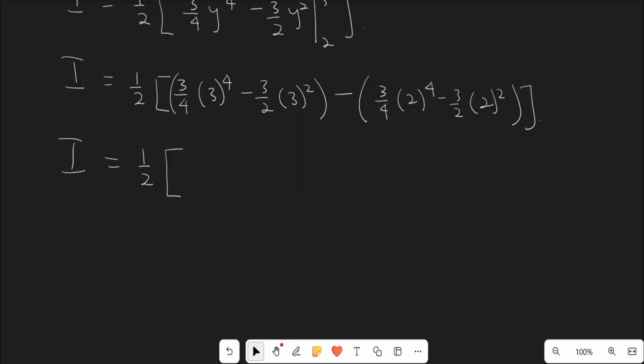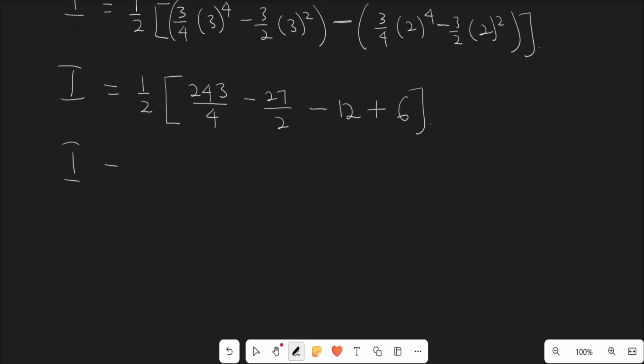3 raised to the power 4 is 81. 81 times 3 is 243 over 4. Minus 3 squared is 9 times 3, that is 27 over 2. Minus 2 to the power 4 is 16. 16 over 4 is 4, and then times 3 that's going to give you 12. And this one, 4 over 2 is 2 times 3, which is 6. So that is minus, that is going to be plus 6. Cool.